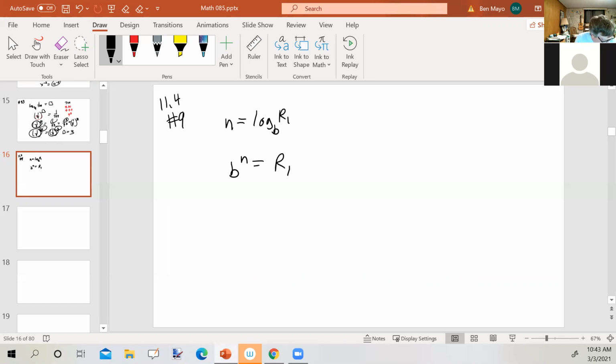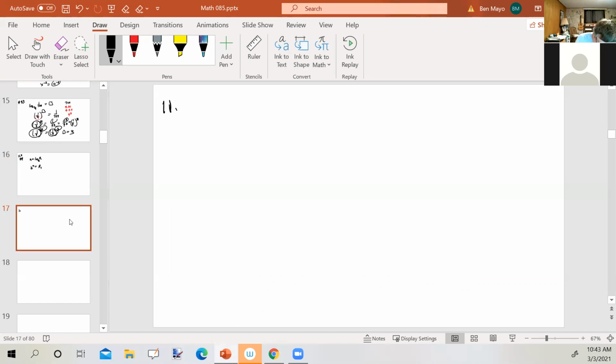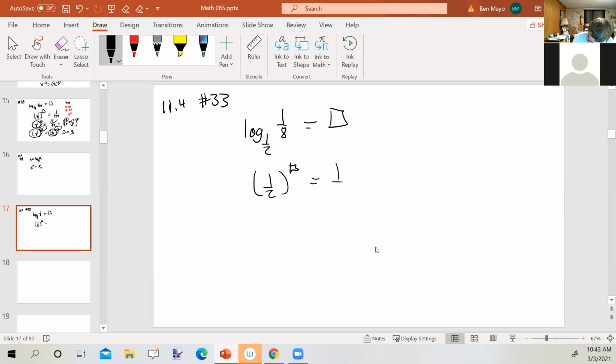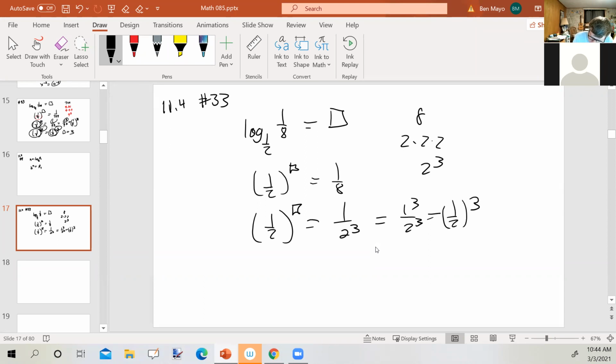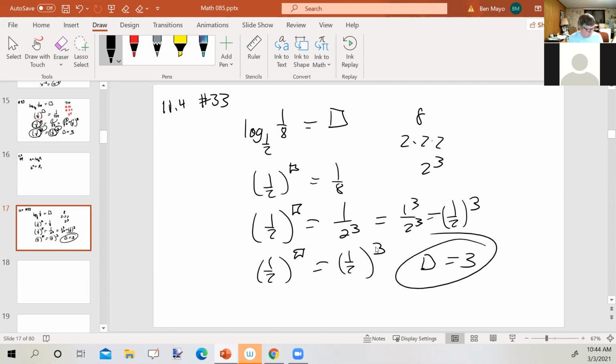And then number 33, 11.4, number 33, it says, evaluate the logarithmic expression. We have log base 1/2 of 1/8. So that's equal to some unknown. Changing this logarithmic equation into an exponential equation, we get 1/2 to the box power equals 1/8. But 8 is 2 times 2 times 2, or 2 cubed. So 1/2 to the box power equals 1 over 2 cubed, which is equal to 1 cubed over 2 cubed, or 1/2 cubed. So 1/2 to the box power equals 1/2 cubed. So the box equals 3. So the answer is 3.